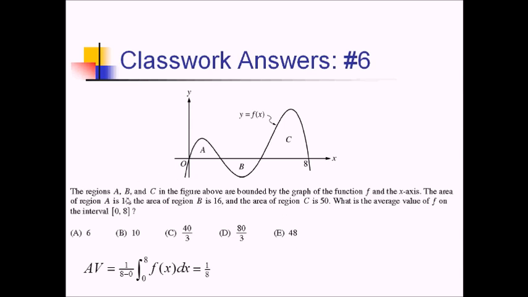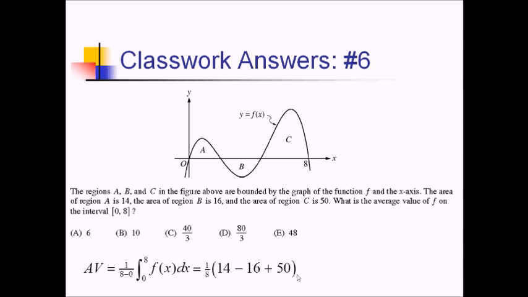So I've got the area A, which is 14, so I'm going to open a parentheses now. So I'm going to have 14, and now the area for B was 16, but that's below the x-axis, so I'm going to subtract that. And then finally, the area C is above the x-axis, so I'm going to add 50.